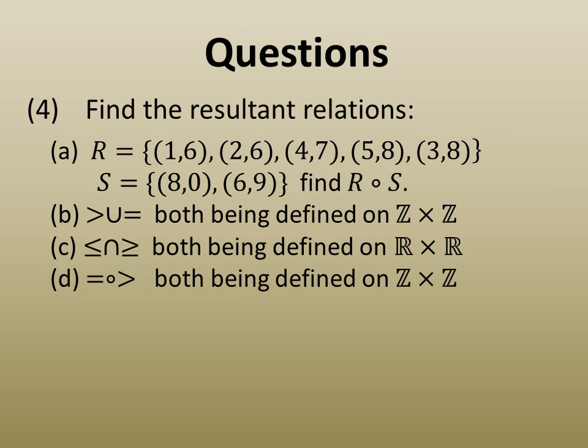Part B. The union of the strictly greater than relation with the equality relation where both are defined on the Cartesian square of the integers. Part C. The intersection of the less than or equal to relation with the greater than or equal to relation where both are defined on the Cartesian square of the real numbers. Part D. The composition of the strictly greater than relation with the equality relation where both are defined on the Cartesian square of the integers.